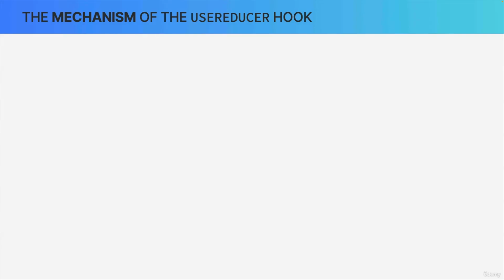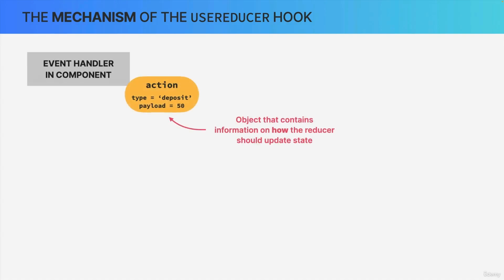So, as I said in the very beginning, this won't be too hard for you because you already know how useReducer works. And so let's just quickly review that. With useReducer, when we want to update state from an event handler in a component, we start by creating an action. This action is simply an object that usually contains a type and a payload, which is information about how the state should be updated.